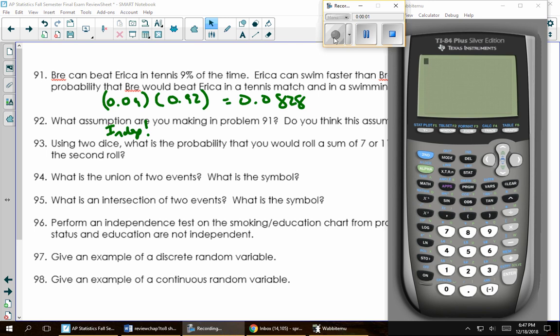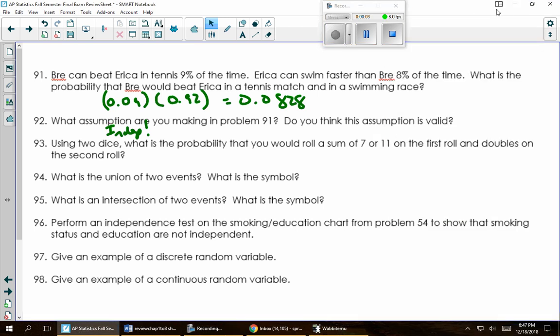So continuing with number 93, it says using 2 dice, what's the probability of rolling a 7 or an 11 on the first roll and doubles on the second roll? So if you thought about a little grid, maybe, 1, 2, 3, 4, 5, 6, and 1, 2, 3, 4, 5, 6. And so when you roll a 1 and a 1, that's a 2, and a 1 and a 2, that's a 3, and et cetera, et cetera.